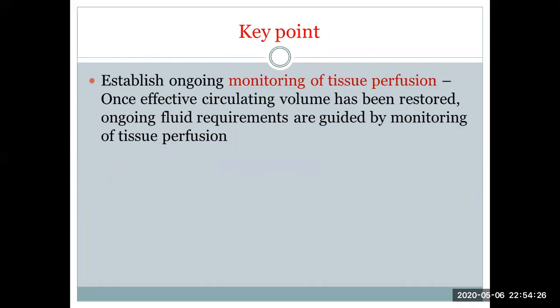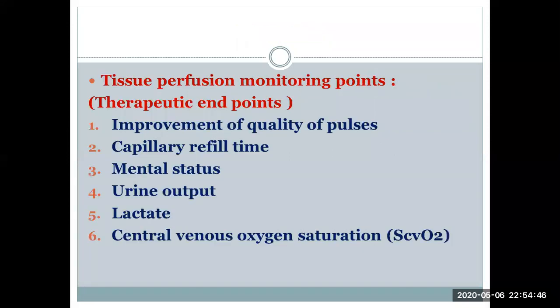So, establishing ongoing monitoring of tissue perfusion. Once effective circulation volume has been restored, ongoing fluid requirements are guided by monitoring of tissue perfusion. As we said, we are giving fluid, let's assess the result of the fluid I gave and the need for further fluid. And that should be with each bolus you give, okay?